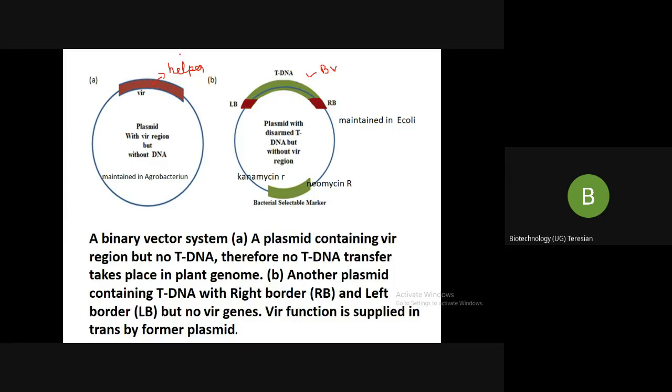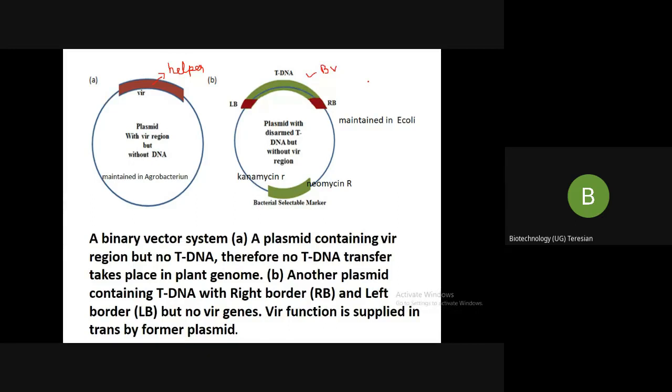So in this binary vector, we have tDNA, which consists of the left border and the right border, and antibiotic resistant region, that is your kanamycin and neomycin. This is known as primary vector. And then we have another vector or the plasmid, which is called as the helper vector, which has only the Vir gene. So what is the function of the Vir gene? We told that the function of the Vir gene is to help our transfer vector to get integrated into a plant of interest.